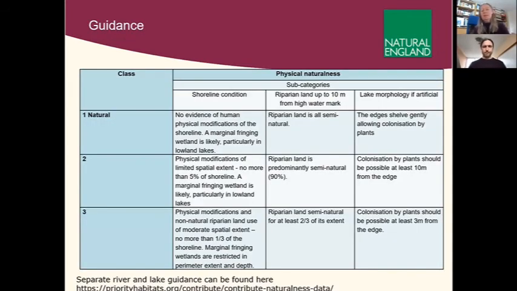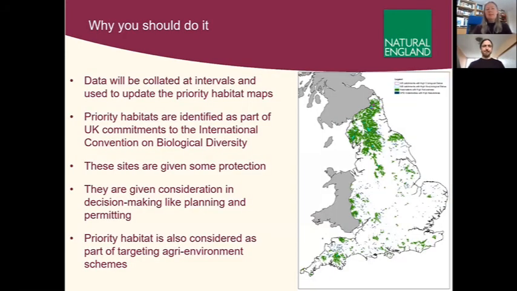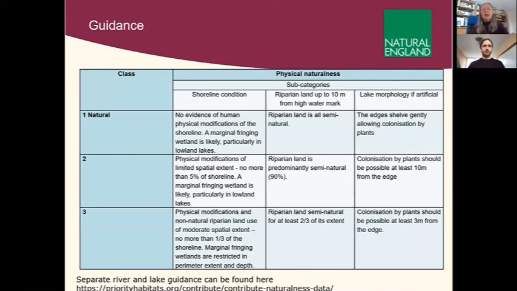So this is what is in the guidance. We've got some tables, and we can see for physical naturalness, and I've only fitted on the first 3 to fit on the slide, but it gives you the impression that it says shoreline condition. Is there any evidence of physical modifications of the shoreline? A marginal fringing wetland is likely, particularly in lowland lakes in this situation. Sorry, I shouldn't have clicked on it because I've shown it to you. And so you can see these descriptions for each bit, and we've got one for the shoreline, for the riparian, and for the lake morphology in the same way as the form was set out. And all this is on the website at the web address down the bottom to allow you to make those subjective decisions. And we have them for rivers, and we have them for all the components of naturalness as well.